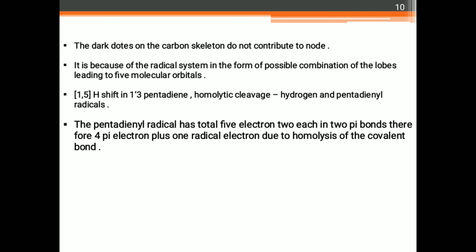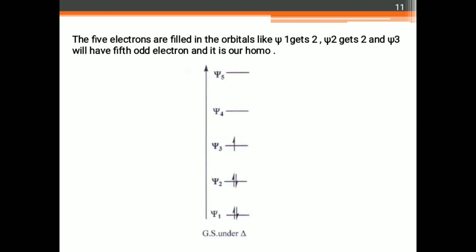1,5 hydrogen shift in 1,3-pentadiene: homolytic cleavage gives a hydrogen and a pentadienyl radical. The pentadienyl radical has a total of 5 electrons, two each in 2 pi bonds, therefore 4 pi electrons plus 1 radical electron due to homolysis of the covalent bond. The 5 electrons are filled in orbitals like this: psi 1 gets 2 electrons, psi 2 gets 2 electrons, and psi 3 will have the 5th odd electron, which is our HOMO. So psi 3 becomes the HOMO.